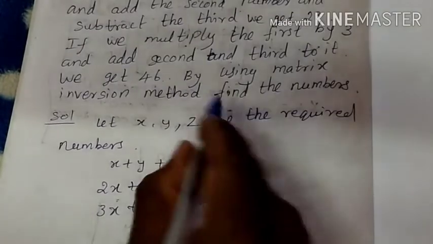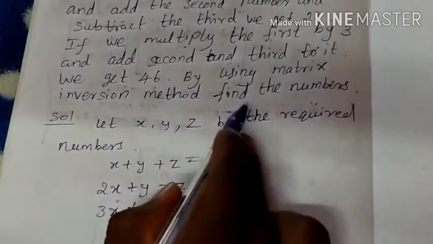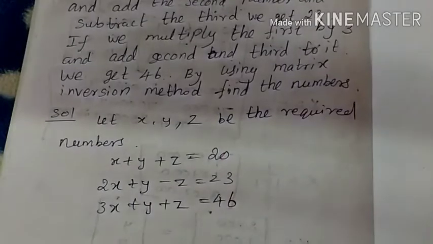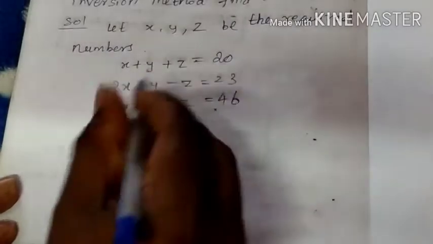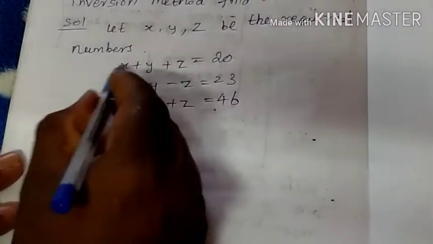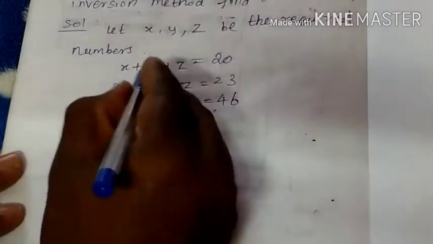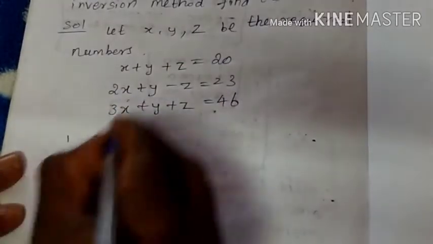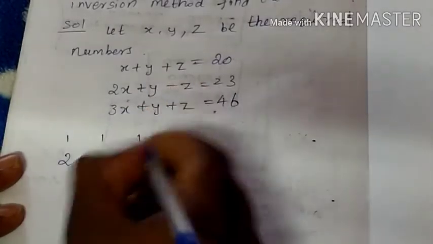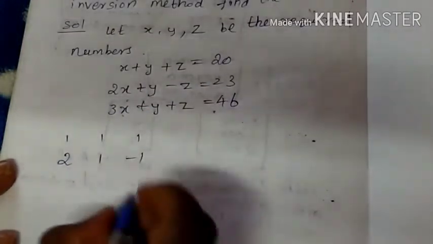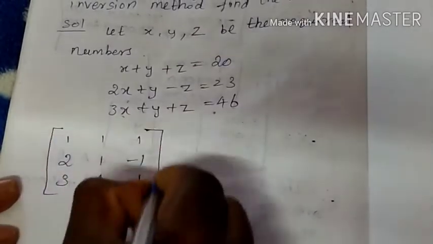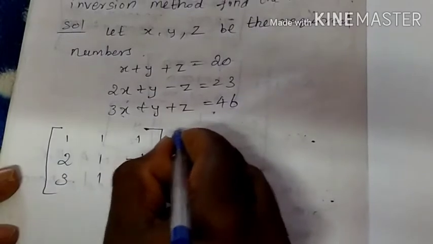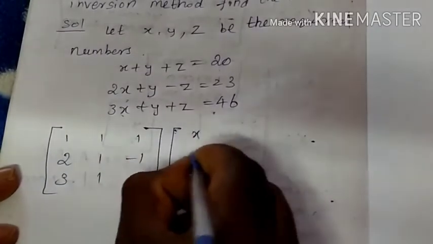By using the matrix inversion method, find the numbers. The numbers are x, y, z. So rewrite in matrix form. The coefficients are: x coefficient 1, y coefficient 1, z coefficient 1; x coefficient 2, y coefficient 1, z coefficient minus 1; x coefficient 3, y 1, z 1. And the variables are x, y, z.